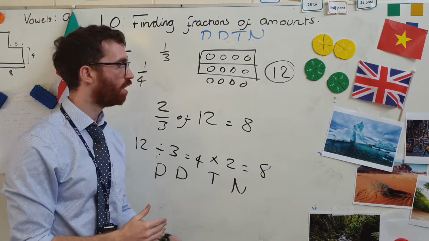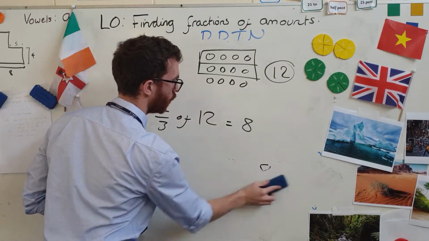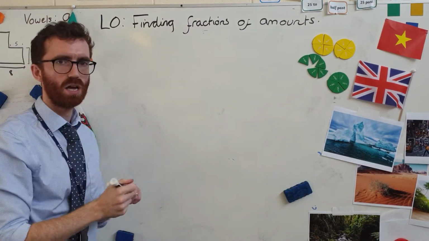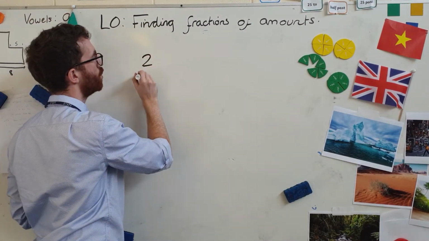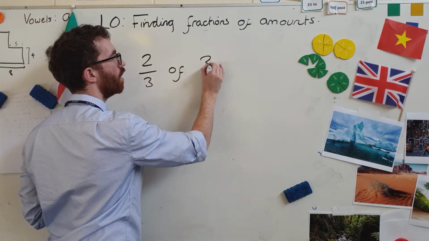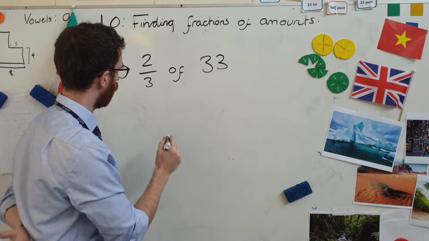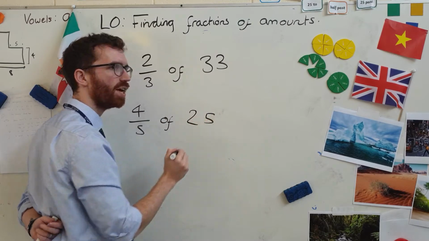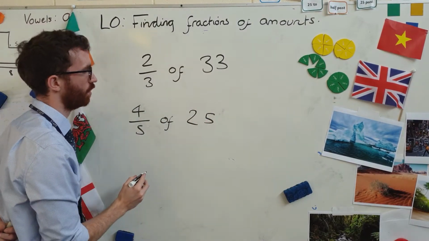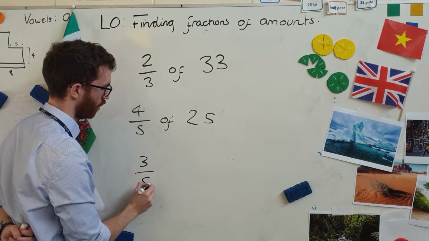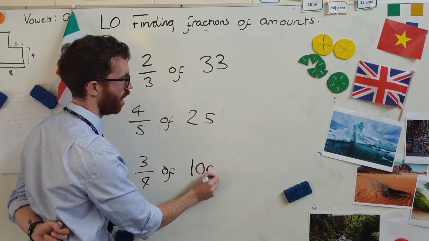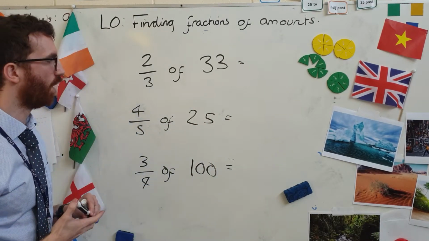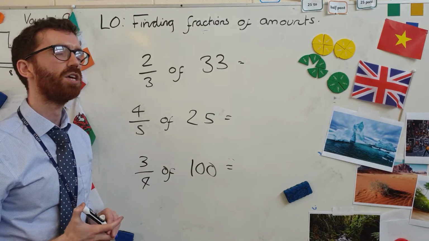So this is what I'd like you to do. I'm going to give you a few questions. Finding fractions of amounts. Let's have, what are 2/3 of 33? What are 4/5 of 25? And shall we do a nice easy one? We'll have 3/4 of 100. Should not be too hard, I don't think. If they are, we'll make them a little bit easier as well. Can you have a little go?